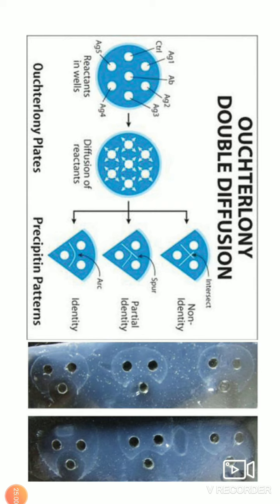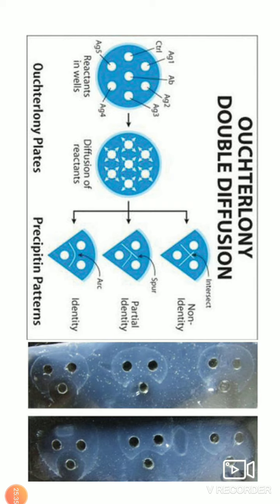So you can see the way this is done. In the previous example, there was antibody which was mixed in agarose gel. But here you just melt the agarose, pour it on a glass slide, and then allow it to solidify, and punch the wells. In some of the wells you add antibody, in some of the wells you add antigen. So now as you keep it in a moist chamber and observe, you can see precipitin lines.